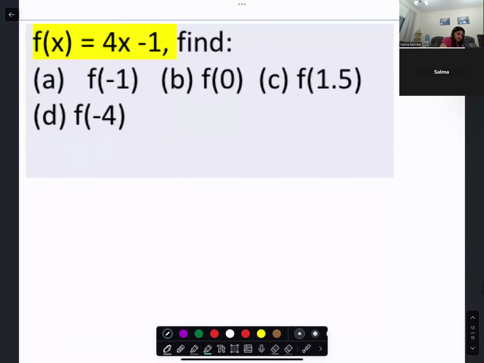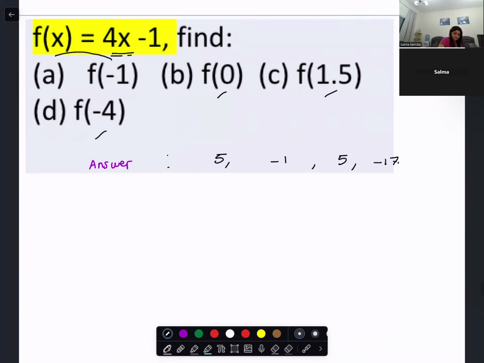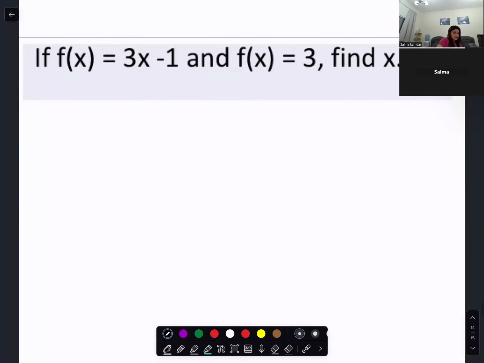You're given the function. You're asked to find the value of the function when x is minus 1, x is 0, x is 1.5, and x is minus 4. I'm giving you the answer. I'm sure you will be able to do it. The answer is 5, minus 1, 5, and minus 17. You have to do it yourself.